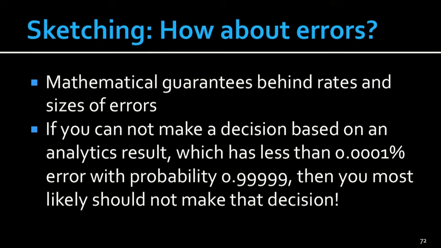And the second thing is that, as we saw in the password case, both the probability and the amount of errors that you get are really small. People talk about making business decisions based on analytics results and so on. So if you want to make any meaningful decision based on some analytic result, and you cannot make that decision based on a result which has less than 0.0001% error with probability 0.99999, if you cannot make that decision with that result, then most likely you are much better off not making that decision at all. So, I mean, there's this obsession that I think folks have to get over somehow.